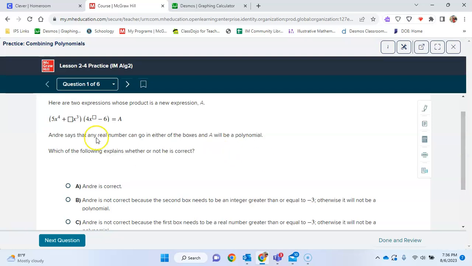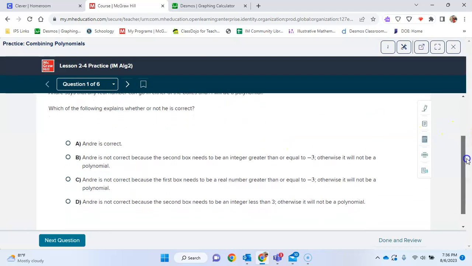All right, so because this exponent is 3, when we multiply exponents, we add them. So this box, they're calling it the second box, cannot be less than -3, or when we add them, the exponent would be negative, and it would not be a polynomial.